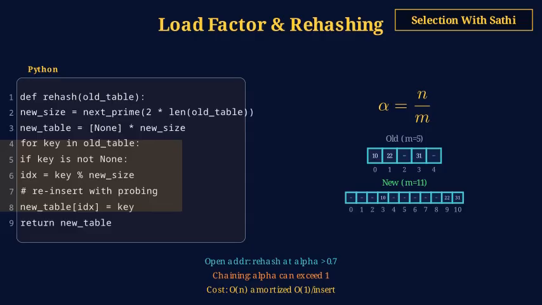For open addressing, rehash when alpha exceeds 0.7. For chaining, alpha can exceed 1 but chains get long. Rehashing costs O(n) but happens rarely, so amortized insert stays O(1).